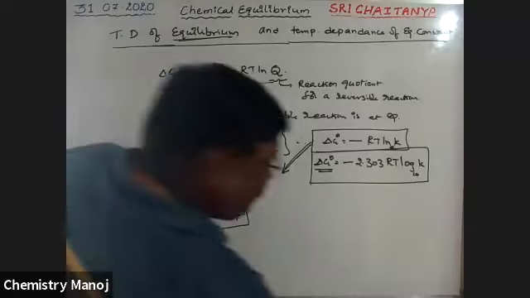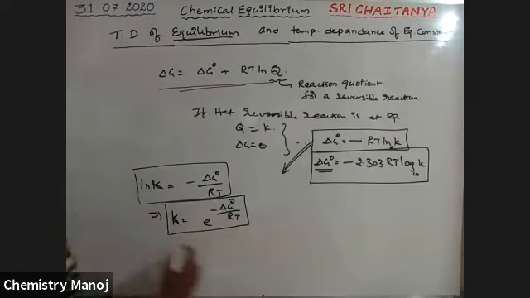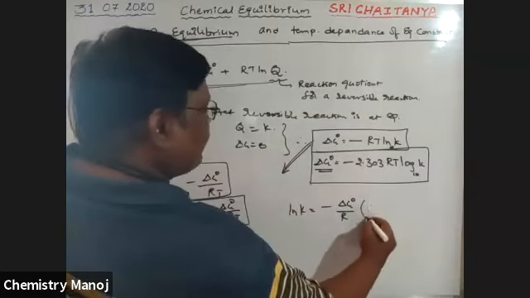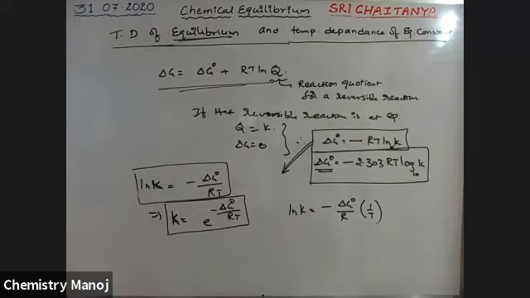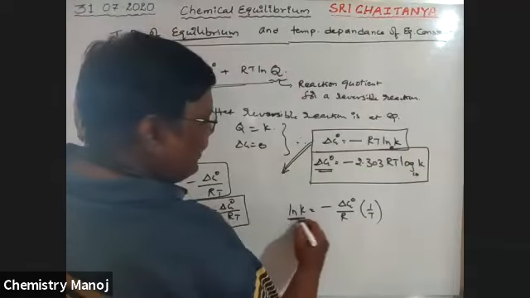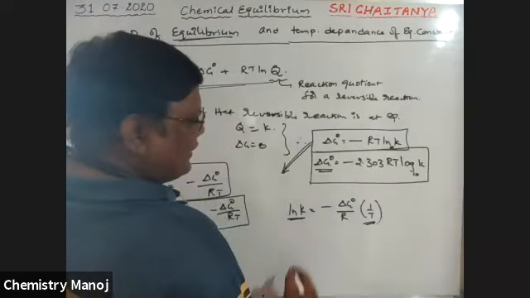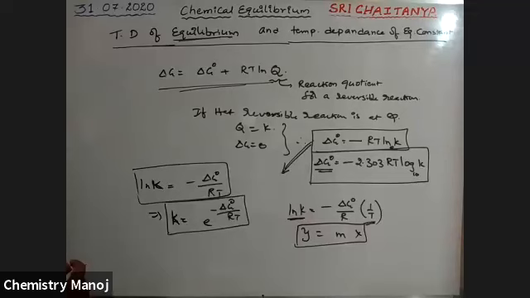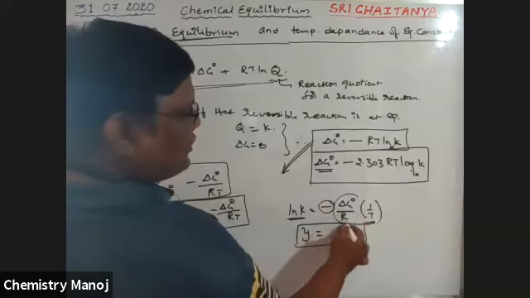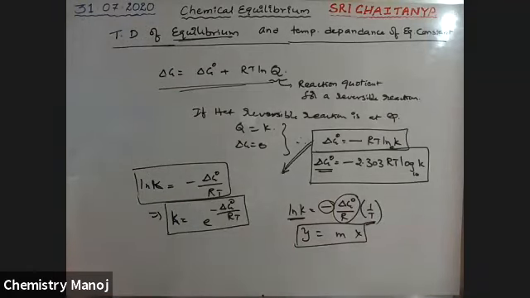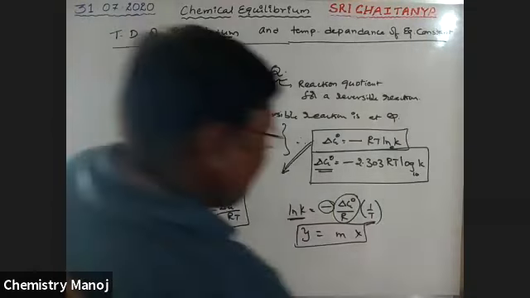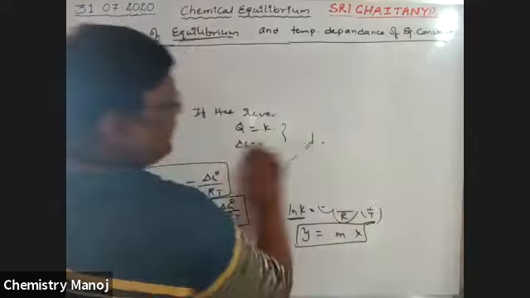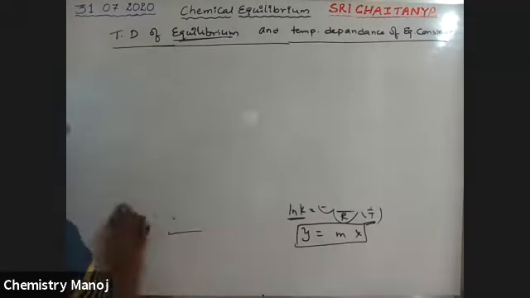So see here, ln K is equal to minus delta G naught by R into 1 by T. If you draw a graph between ln K on the y-axis and 1 by T on the x-axis, it is in the form of y is equal to mx, having negative slope, and the slope value is delta G naught by R. All these are derivations. Please try to derive along with me.